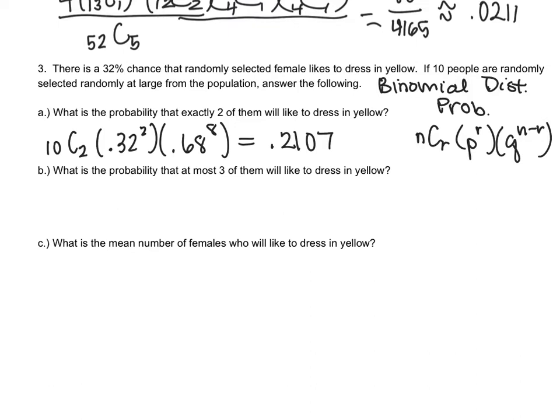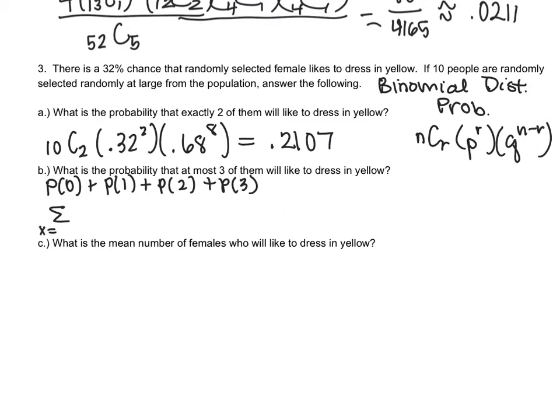In B, we want to know the probability that at most 3 of them would like to dress in yellow. So there's 2 options you can go here. We can go the route of finding the probability of 0 of them, plus the probability of 1, plus the probability of 2, plus the probability of 3. That's going to be the longer route because I have to do 10 choose 0 and then the whole formula. Then I have to do it for 10 choose 1, 10 choose 2, 10 choose 3 and add them all together. Your other route is to use your summation formula.